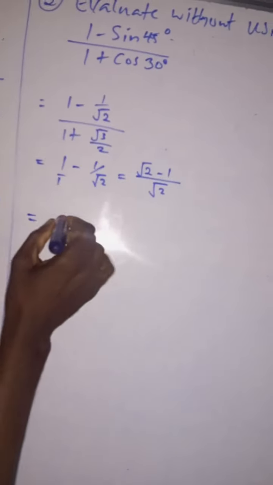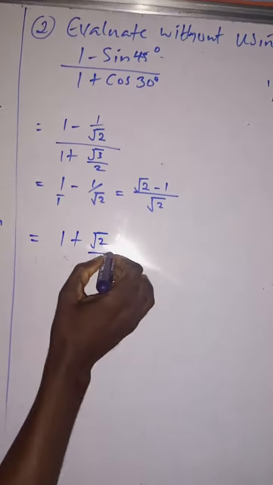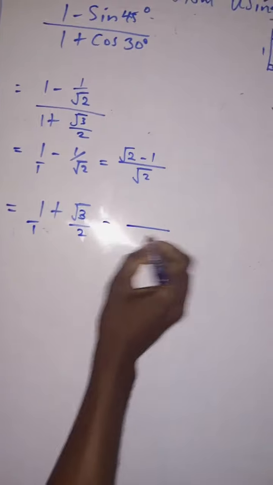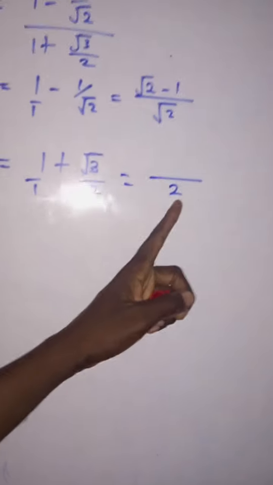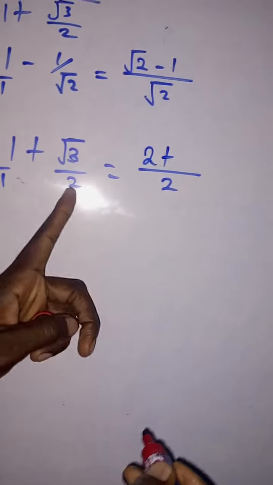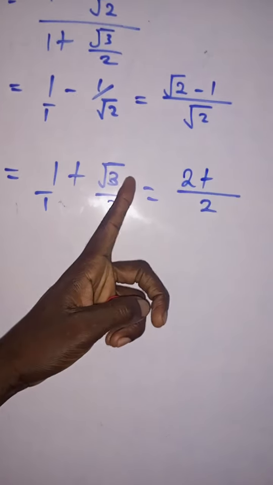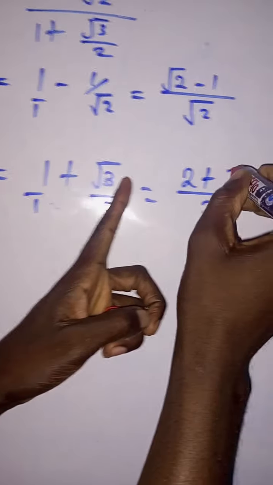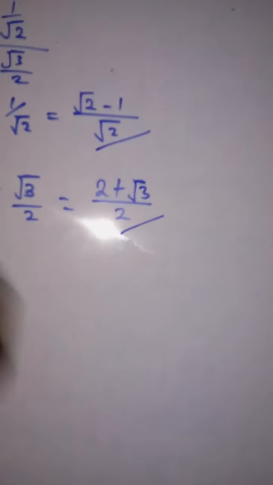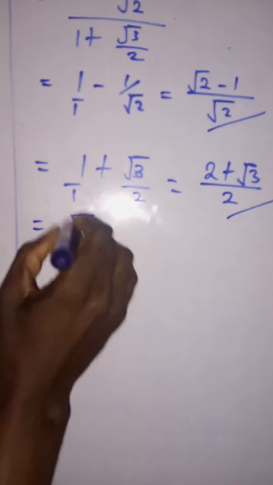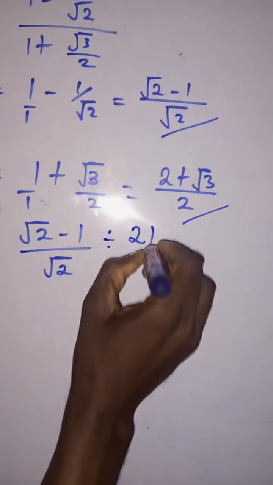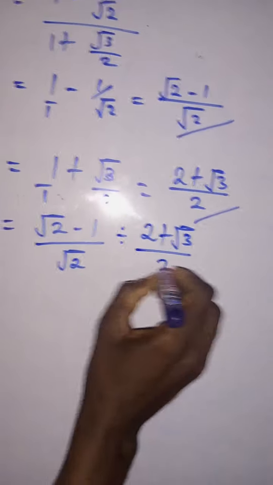So I come to this denominator, 1 plus root 3 over 2. This one over 1. My LCM, of course, will be 2. 2 times 1 is 2, and 1 times root 3 remains root 3. So I've gotten this is my numerator and this is my denominator. Let me now combine them. I have root 2 minus 1 all over root 2, divided by 2 plus root 3 all over 2.